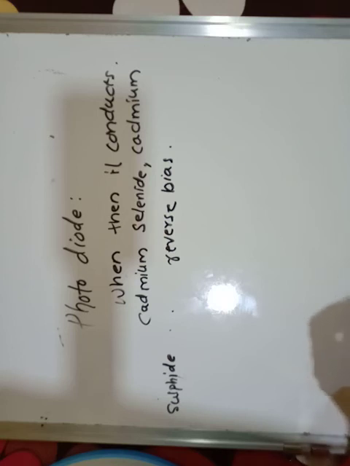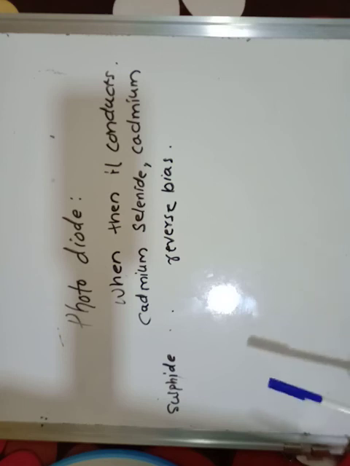Okay, so it always operates in reverse bias, and when light comes on this diode, because of the energy of light, the electron hole pairs are generated, and therefore the current is flowing through it.